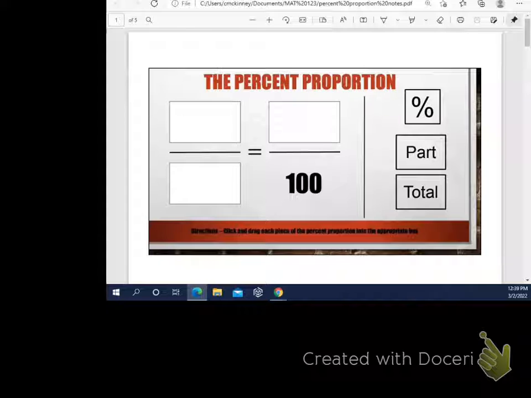So when we talk about the percent proportion, what we're always thinking of, first off, is that percent means per 100. So the percent number is going to go up here, above the 100. And then this is my part, and this is my total. Many times, and I might slip and say this sometimes, instead of total, I might say base. So just know if I talk about the base, I'm also talking about the total.